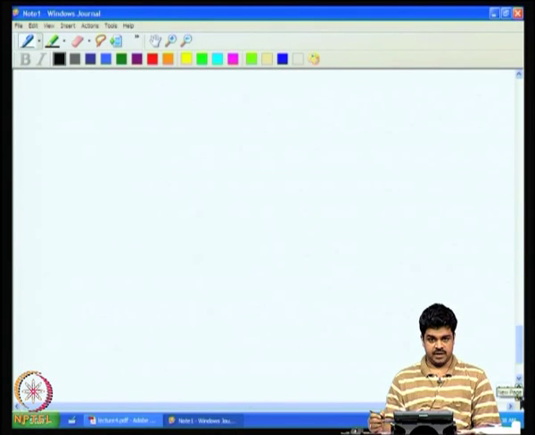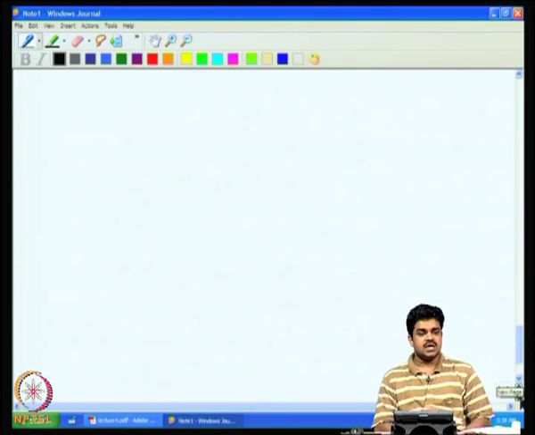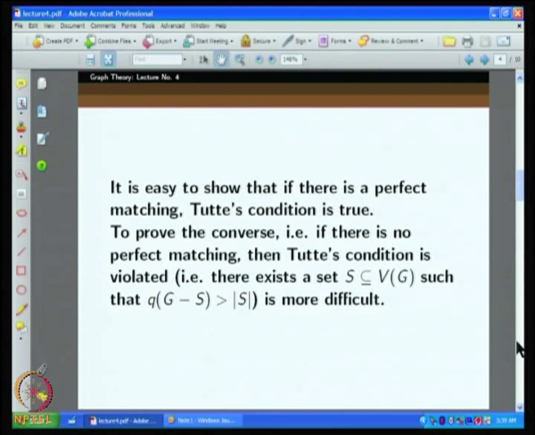The other side is more difficult. Other side means you want to show that if there is no perfect matching in a graph, it is essentially because the Tutte's condition is violated. That means, the Tutte's condition is always violated whenever there is no perfect matching. So, if there is no perfect matching, we should be able to find some subset S such that the number of odd components of G minus S is strictly greater than the cardinality of S. That is what we will need, right.